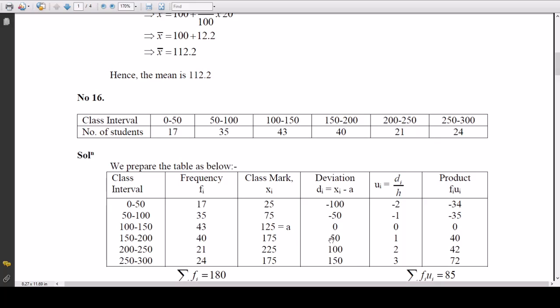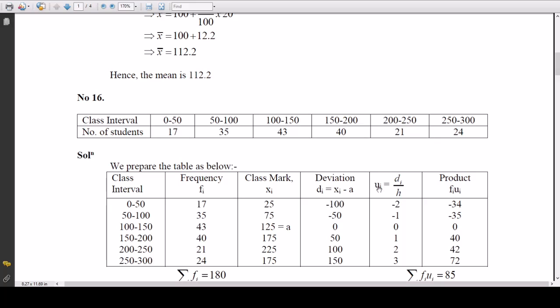Now to find the value of ui, we have to find the width of the class interval. How to find the width of the class interval? Upper limit minus lower limit. 50 minus 0, 50. 100 minus 50, 50. 150 minus 100, 50. In all the cases, you will get 50 as the width of the class interval, isn't it?